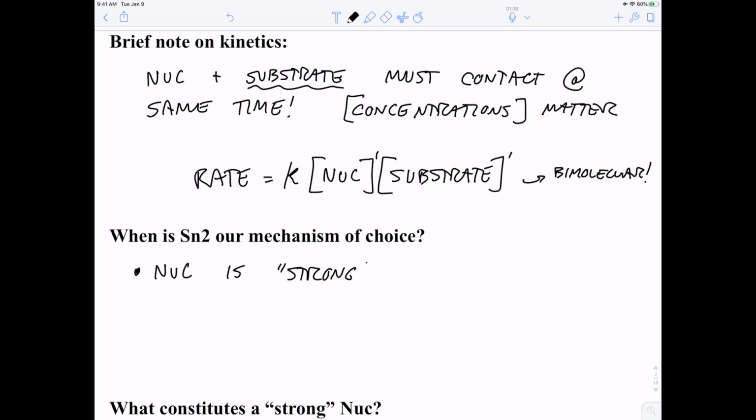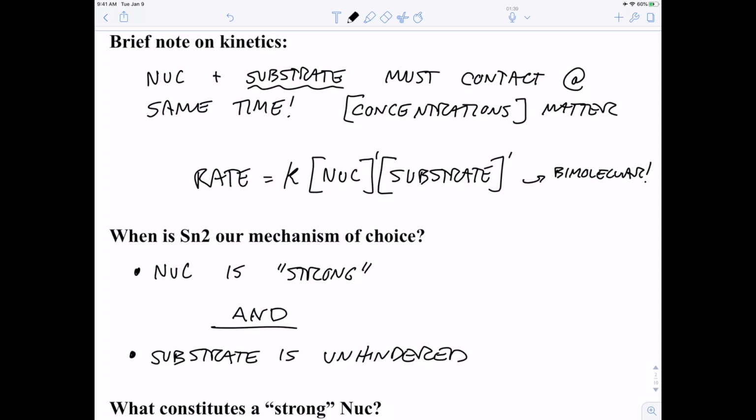And we also have to have a substrate that allows our nucleophile to come in without too much trouble. So we like to call that an unhindered substrate. So I'm going to put both of these in quotes here because they're sort of relative terms, right? What is strong? What is unhindered?